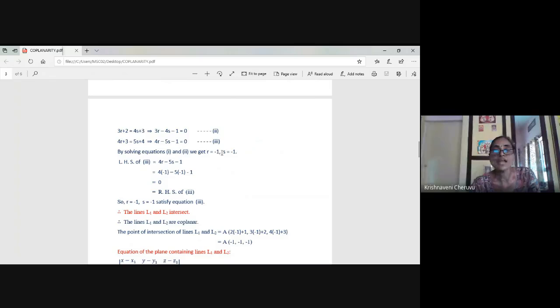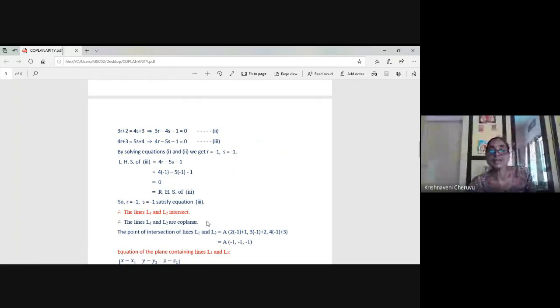I substituted these values in the third equation and it is satisfied. Therefore, I'm able to confirm that these two lines are intersecting. Once two lines are intersecting, they are coplanar. So the first part of the question is over.